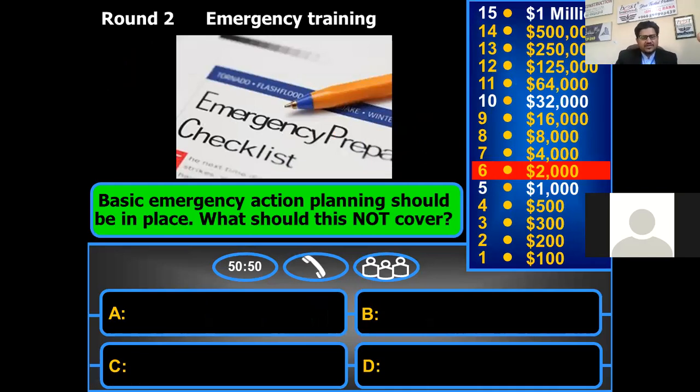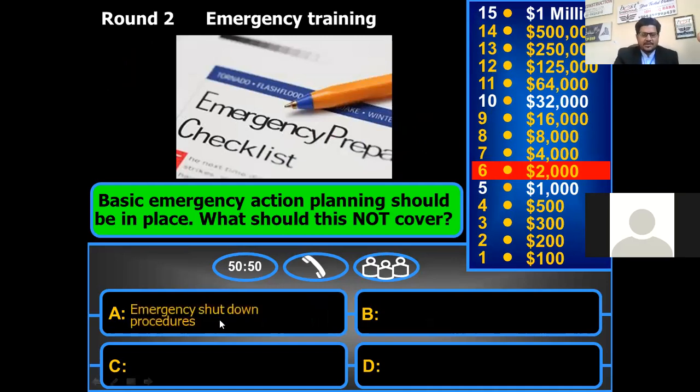Now, look at the picture first. Basic emergency action planning should be in place. What should this not cover? So that means one of the options is incorrect. The rest of the 3 would be okay. So basic emergency action planning should be in place. What should this not cover?